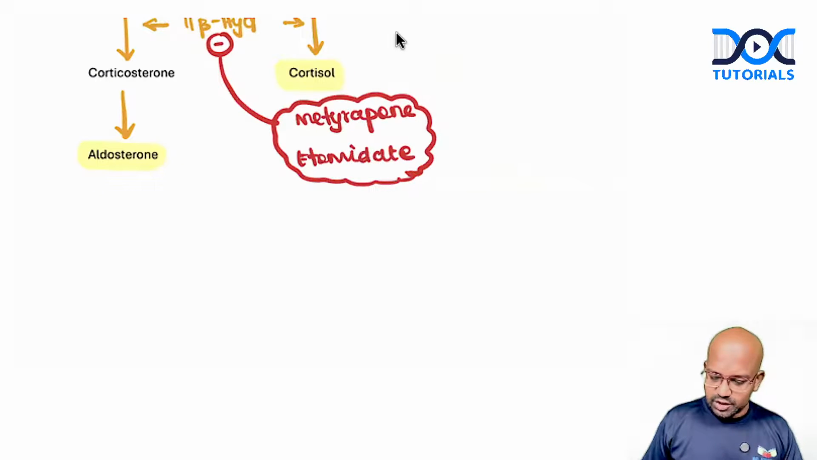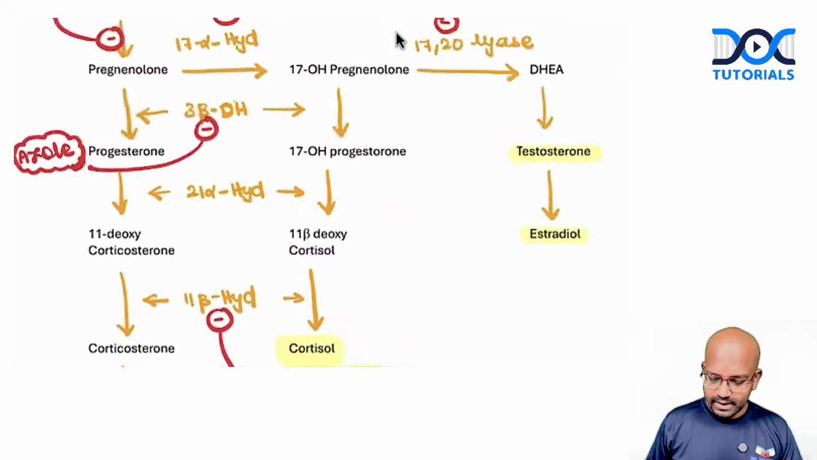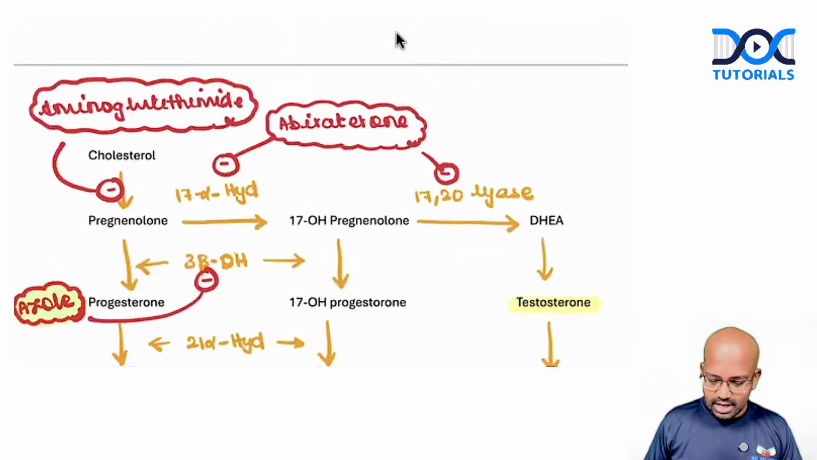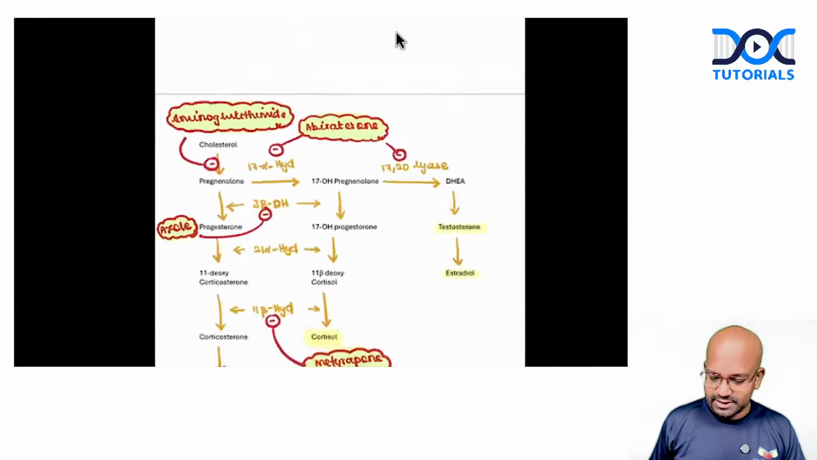So we'll start with the first one. Metyrapone and etomidate are the drugs which tend to inhibit 11-beta hydroxylase enzyme. Azole drugs will tend to inhibit 3-beta dehydrogenase. Aminoglutethimide will inhibit the conversion or synthesis of pregnenolone from cholesterol itself. Abiraterone has got dual mechanisms. It will inhibit 17-alpha hydroxylase and 17-20 lyase enzymes.